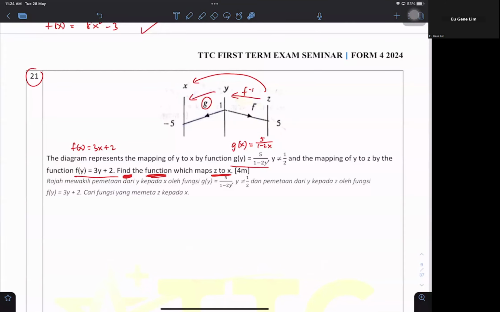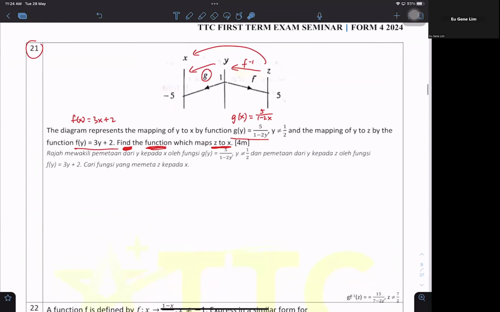So what is the function that we actually want to find? You must go f inverse first and then go g. So it is g f inverse. This is the function we need to find. This one.